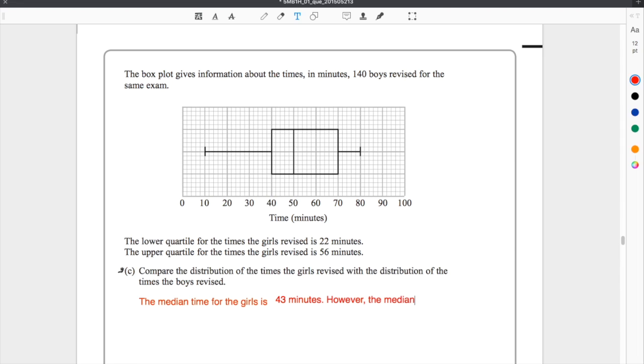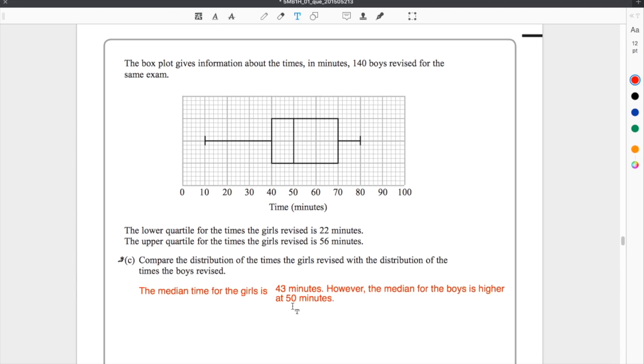However, the median for the boys is, and we look here, this line in between the box plot gives us the median. That's 50 minutes. So it's higher at 50 minutes. Again, because this is quality of written communication, we need to write this out in clear sentences. Next, I would compare the upper quartiles.